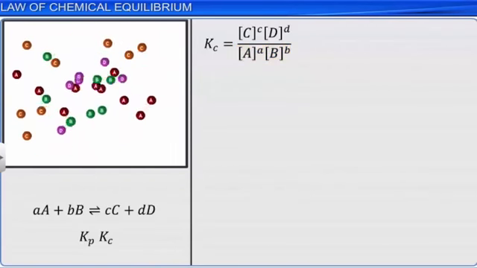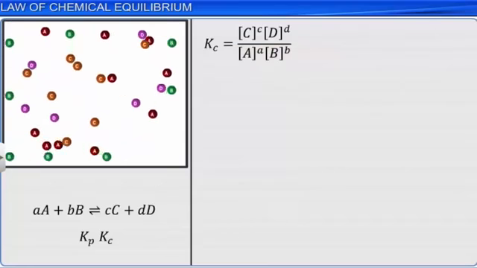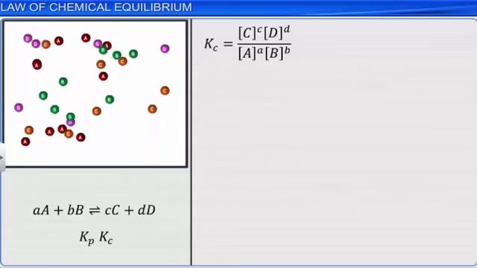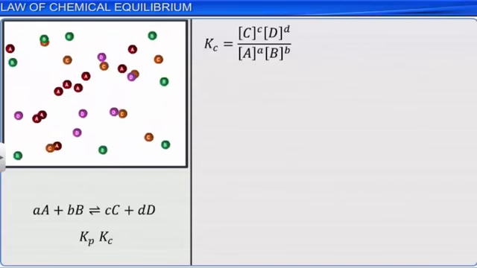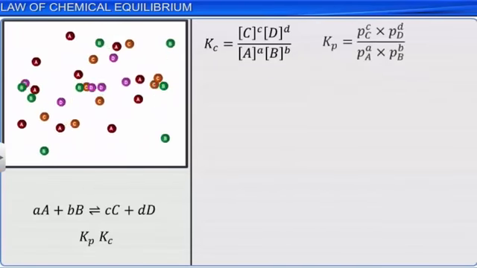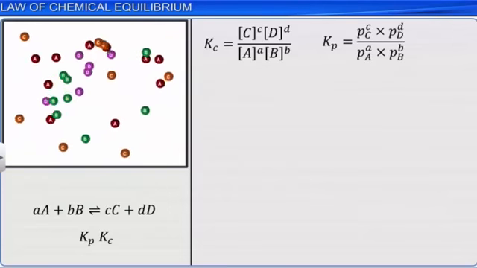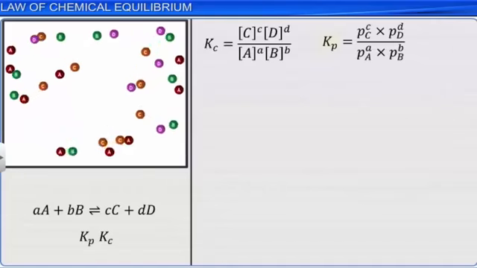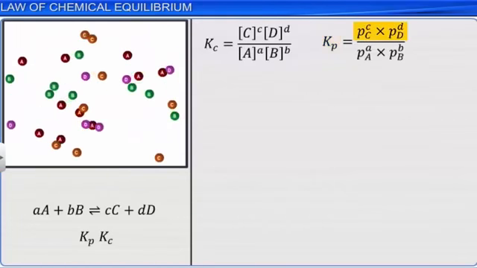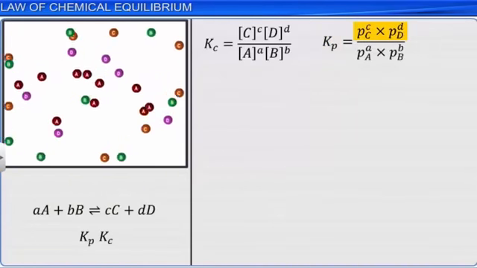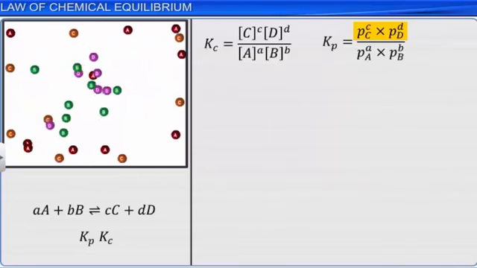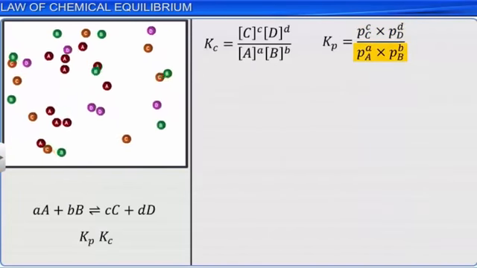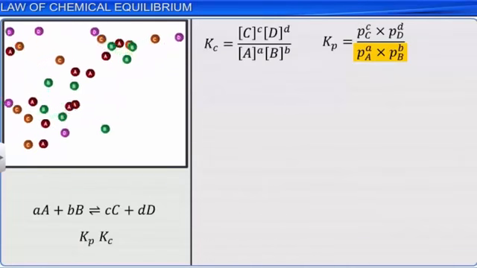Now, if the reactants and products are gaseous, partial pressure may be used instead of concentrations. Then, the equilibrium constant in terms of partial pressure can be written as Kp equal to the partial pressures of the products C raised to the power of c and D raised to the power of d respectively, divided by the partial pressures of the reactants A raised to the power of a and B raised to the power of b respectively.